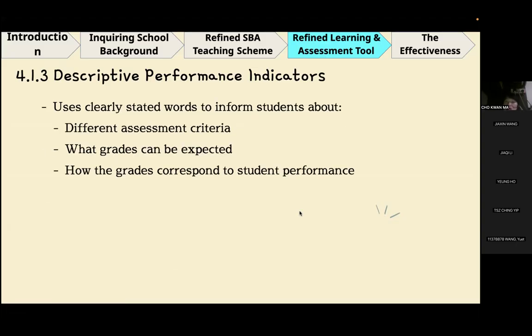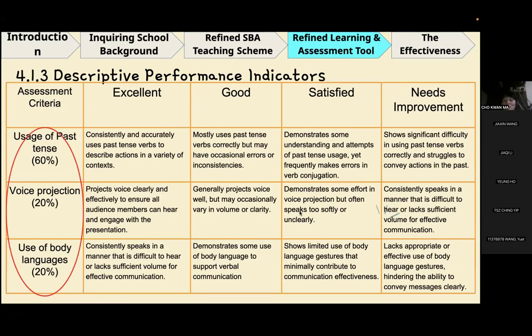And what are descriptive performance indicators? They are when the teachers use clearly stated words to inform students about the different assessment criteria, what grades can be expected from the students, and how the grades correspond to the students' performance, which I'm going to show an example of.